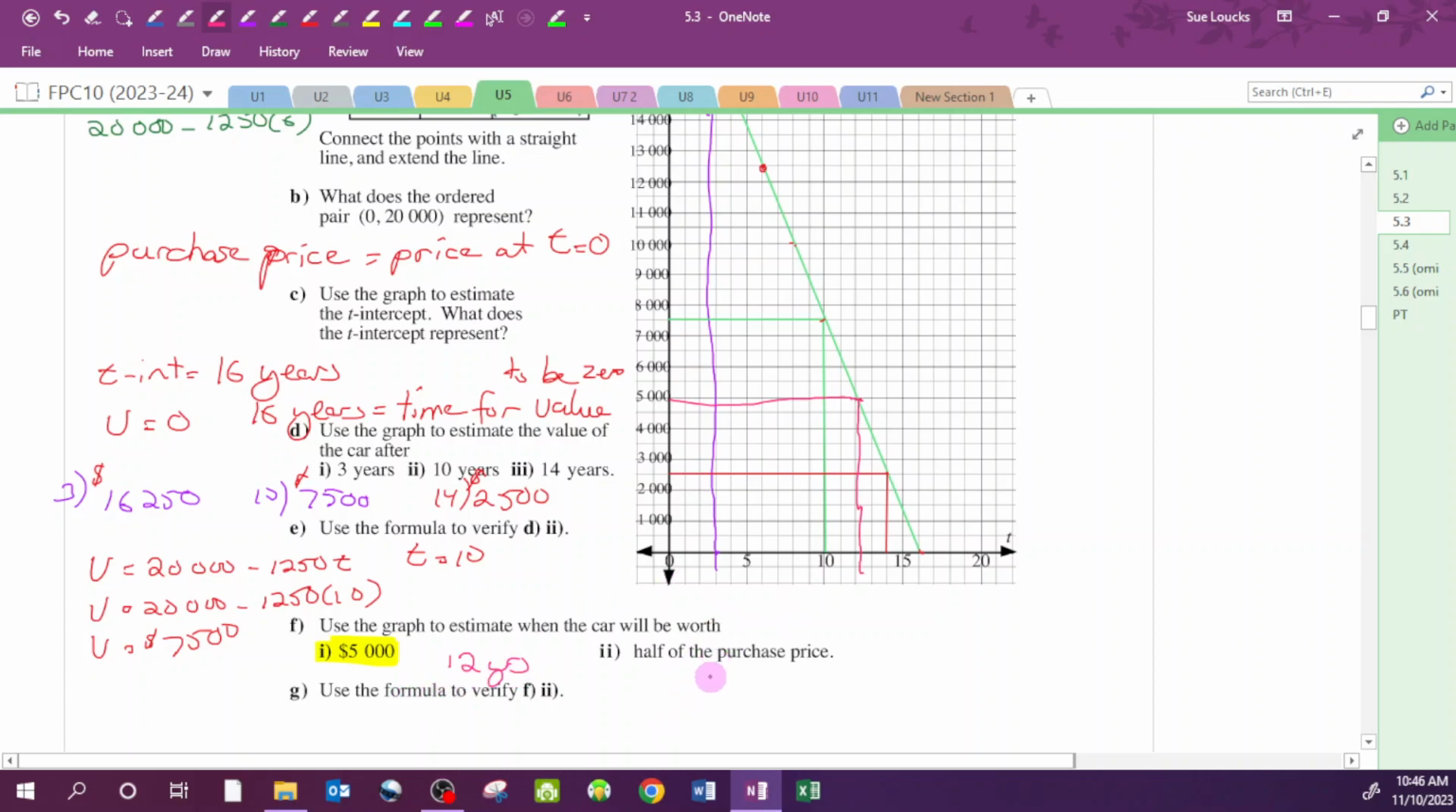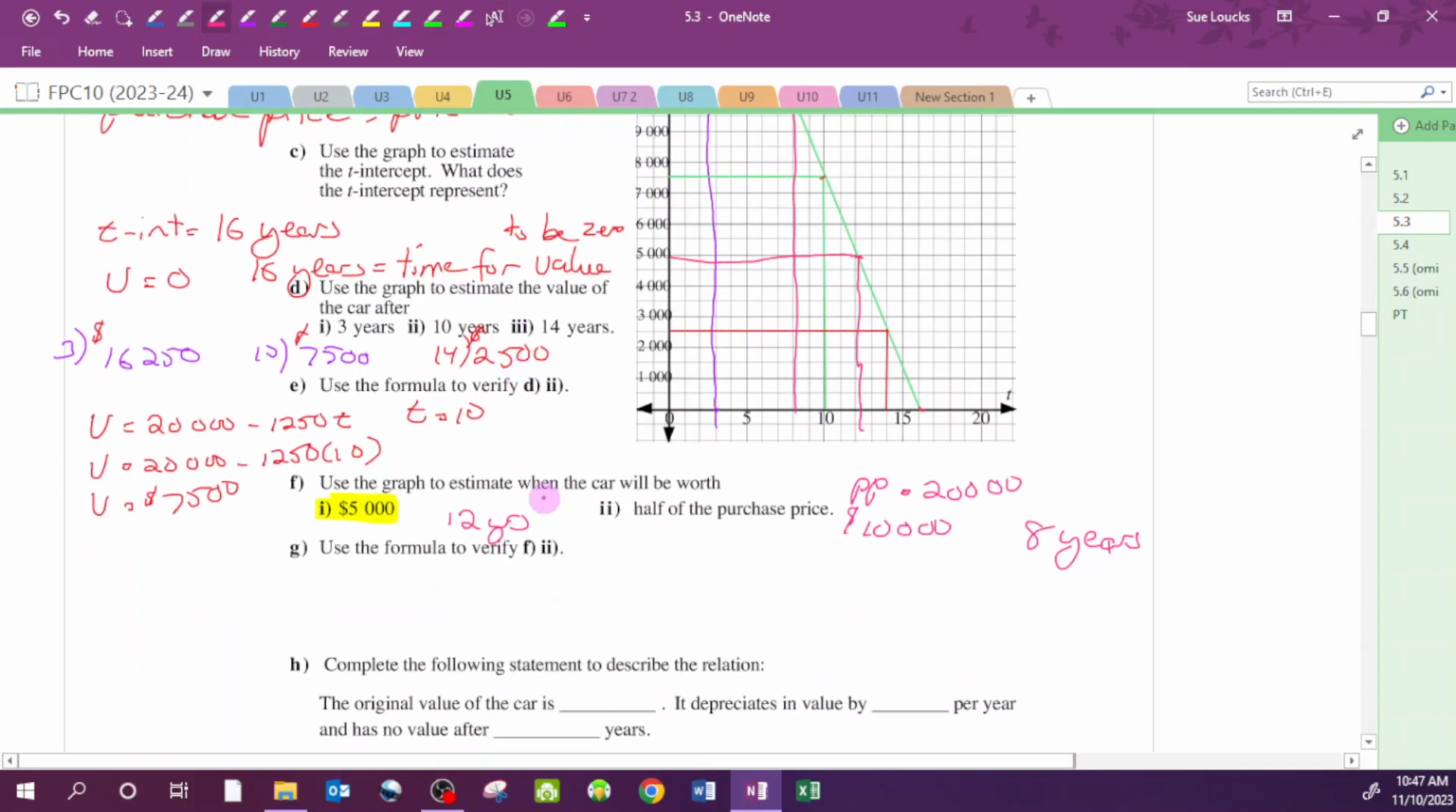And half the purchase price. Since the purchase price was $20,000, we're looking for half of that, or $10,000. So we're going to figure that out first, and then find our $10,000 on the graph. It's going to come down here, and that is at about 8 years. Does that make sense? If it declines at a constant rate for 16 years, it makes sense that it's going to be worth half its value halfway through, right?